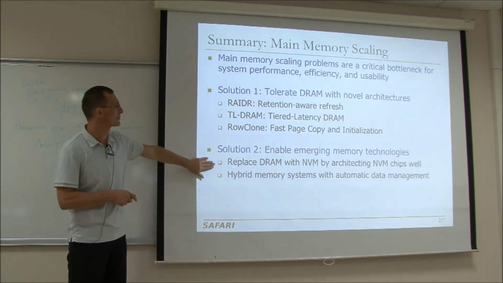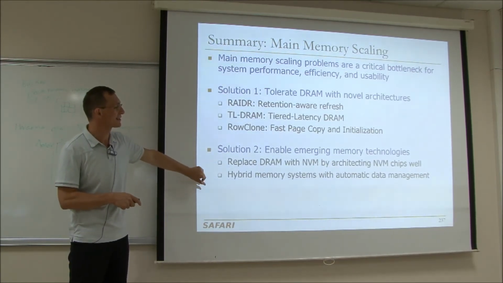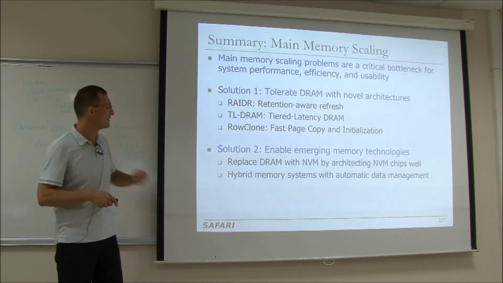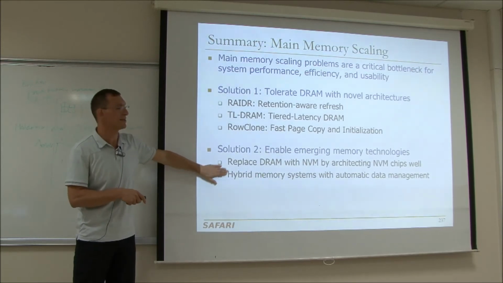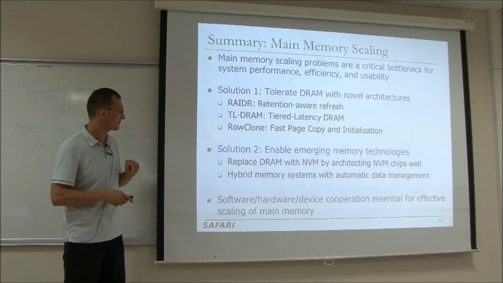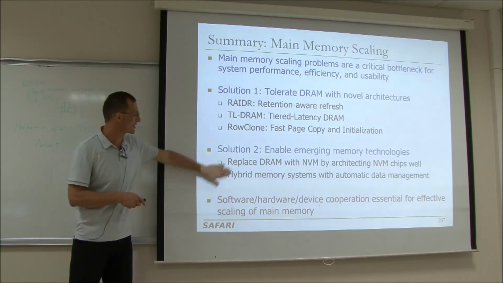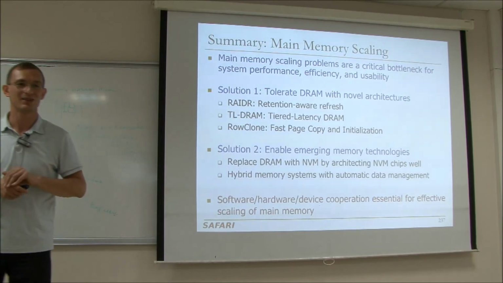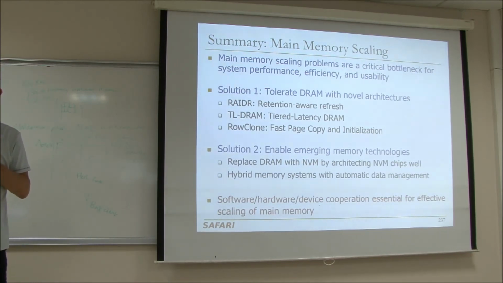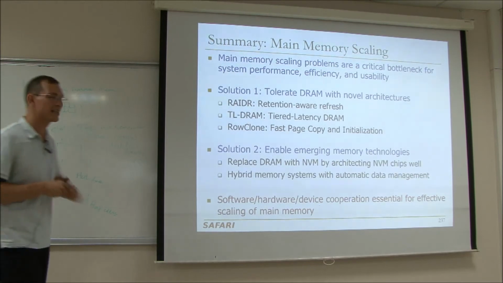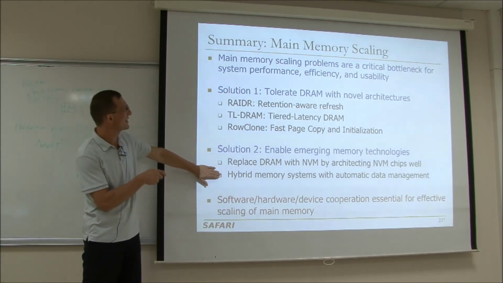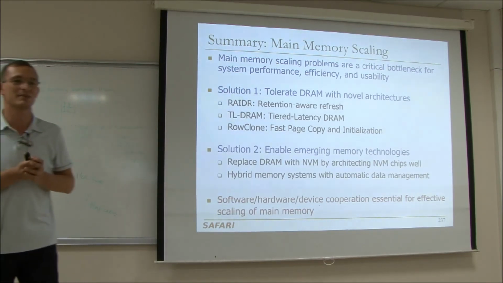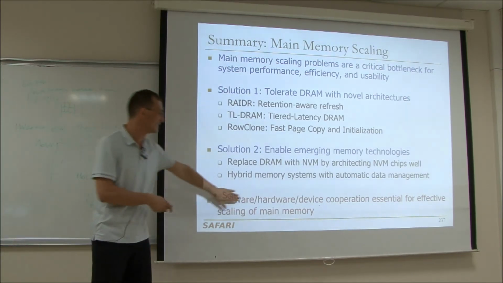Basically, we'll talk about how to replace DRAM with non-volatile memory chips by architecting these non-volatile memory chips well, and how to design hybrid memory systems with automatic data management. And I think going forward, software, hardware, and device cooperation is essential for effective scaling of main memory. It's going to be very tough to scale memory just with circuit level and device level solutions. You will need a device exposing its characteristics to the higher parts of the system so that you can do something about it, rather than trying to fix the problem at the device level.